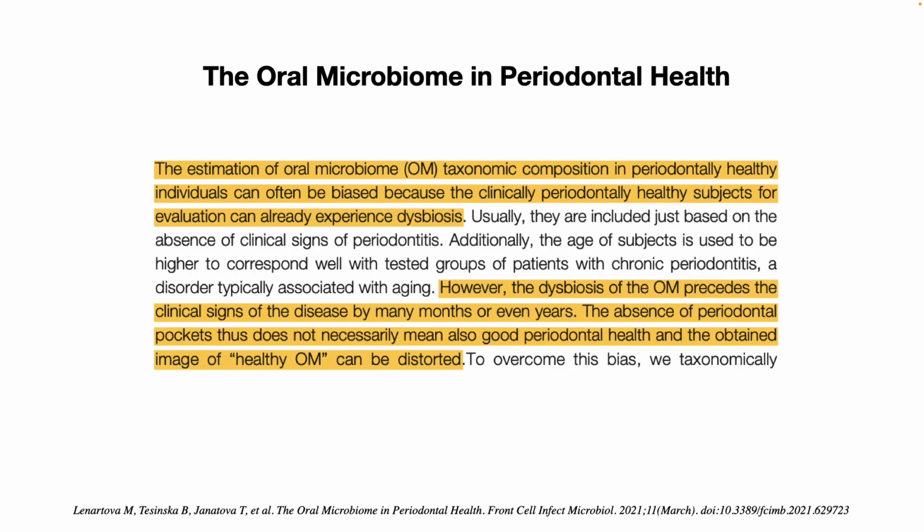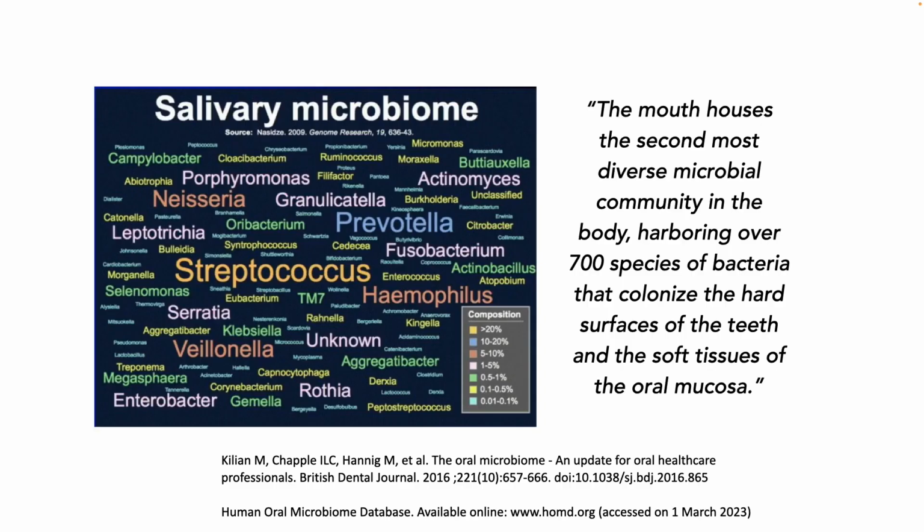And so the image of what is considered to be a healthy oral microbiome is not a very clear picture and can be distorted. So in the oral microbiome, we have a diverse bacterial community which has well over 700 bacteria species. There usually are 200 to 300 types of species in the mouth.